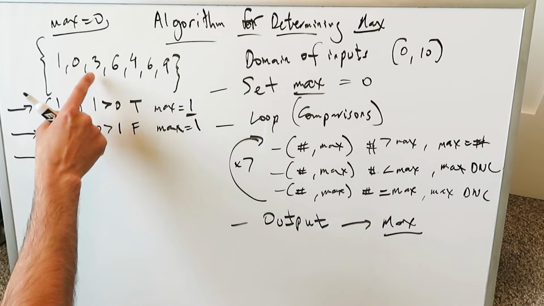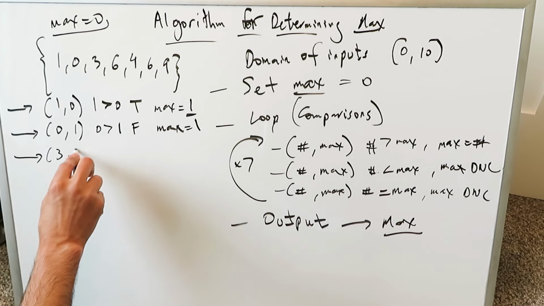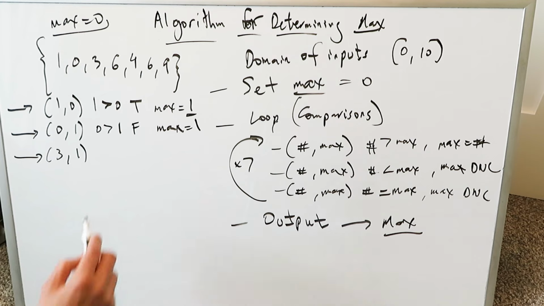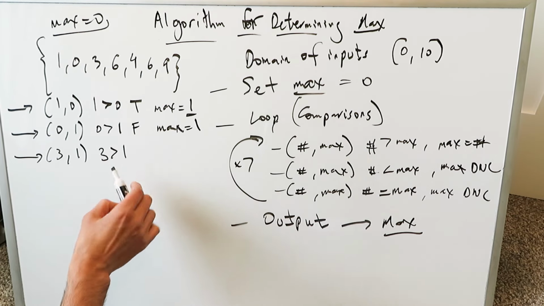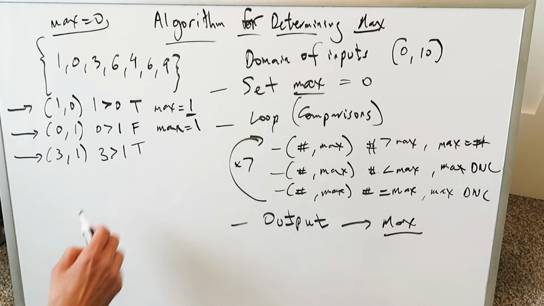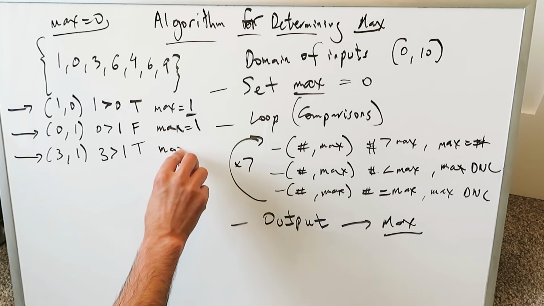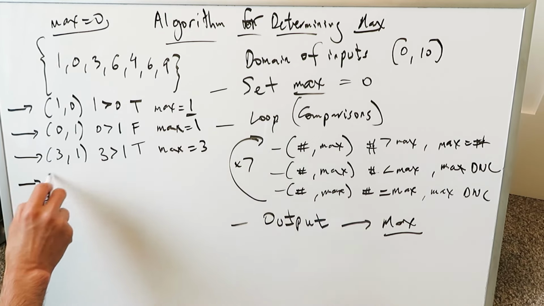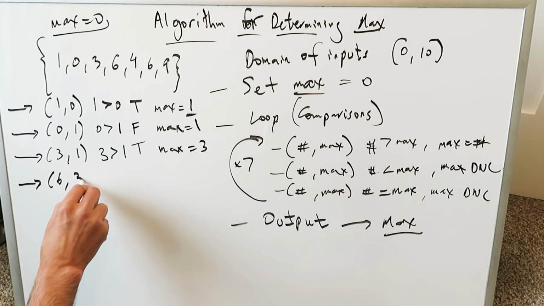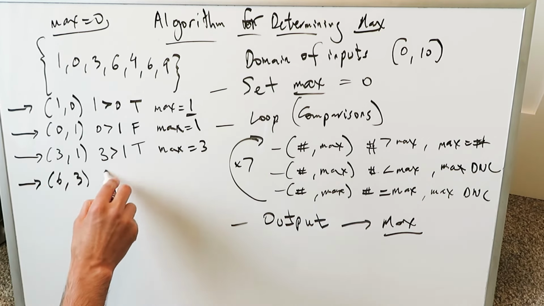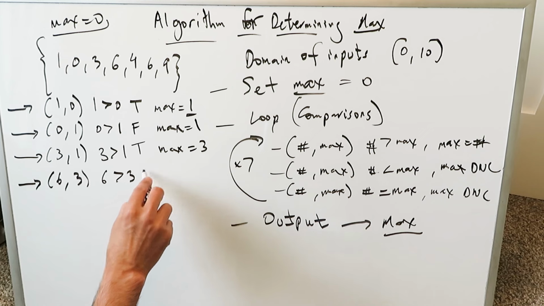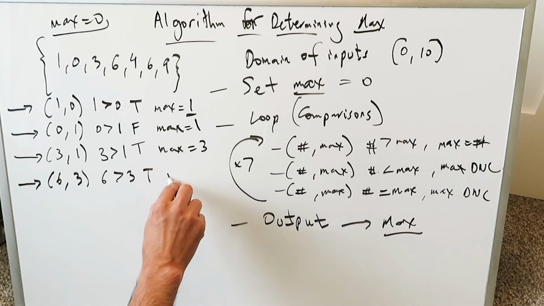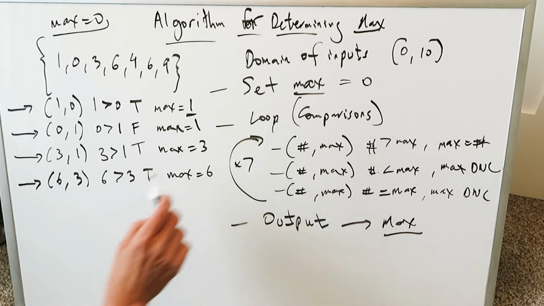Now we're looking here at this next number 3. The 3 test number is being compared with your existing max. Is 3 larger than that existing max? It's true, it is larger, so your maximum will change now to a 3. Now we're at 6. The 6 test number will compare with the existing maximum, which is 3. Is 6 larger than 3? It's true, it is larger. Your maximum will have to change now to 6.